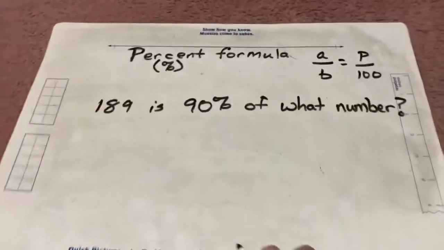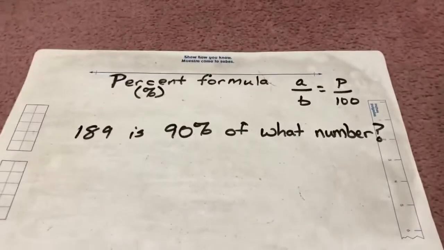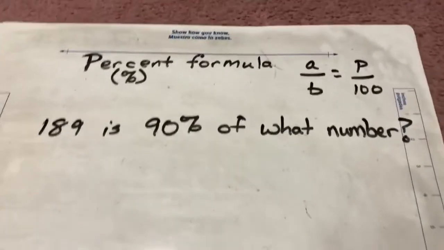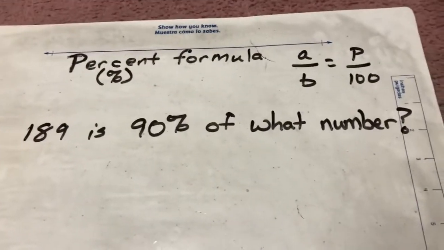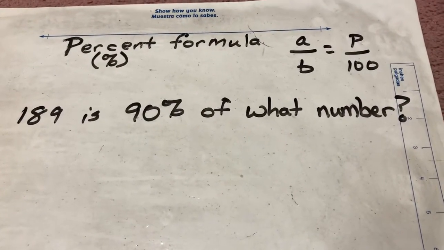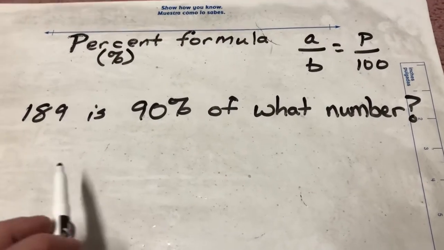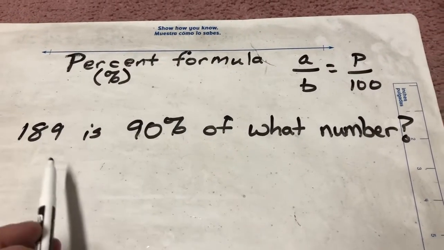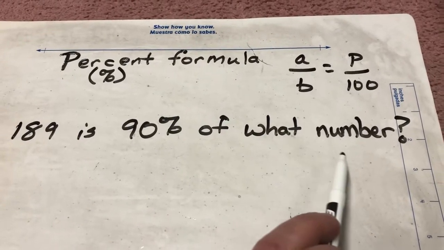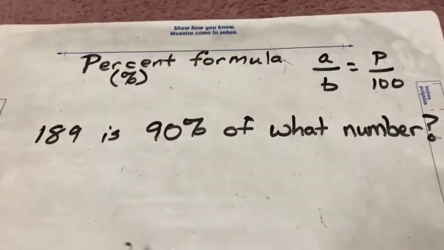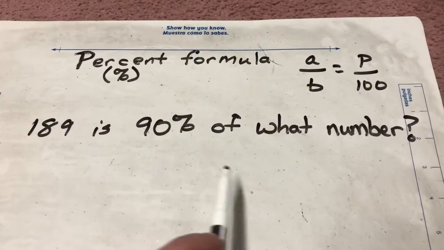Let's look at the third type of question that you might get asked. All 10 questions on your sheet are going to be asked in one of those three ways. If you're doing this while you're looking at your sheet, that's fine. Here's the third way: 189 is 90% of what number? Here's my formula again.